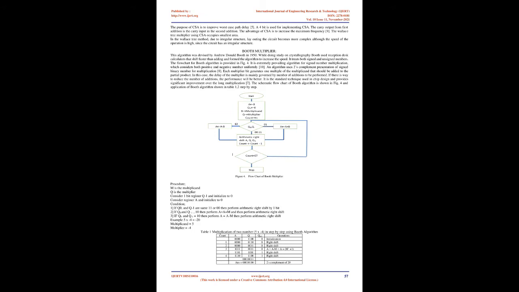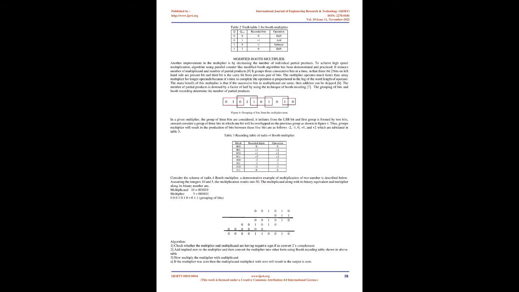Wallace tree is a tree having carry save adders arranged as shown in Fig 3. A carry save adder, CSA, consists of full adders, but the carry output from each bit is brought out to form a second result vector rather than being wired to the next most significant bit. The carry vector is saved so that it can be combined with some later. The schematic representation of the Wallace tree multiplier is shown in Fig 3. The purpose of CSA is to improve worst-case path delay.